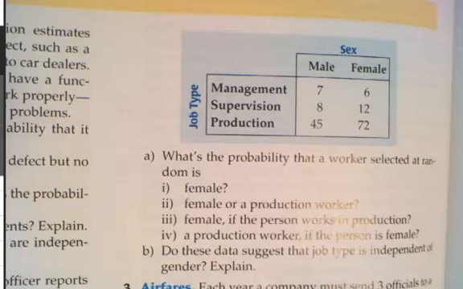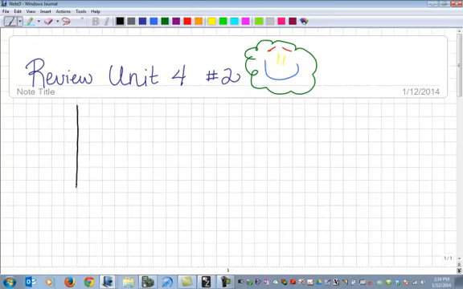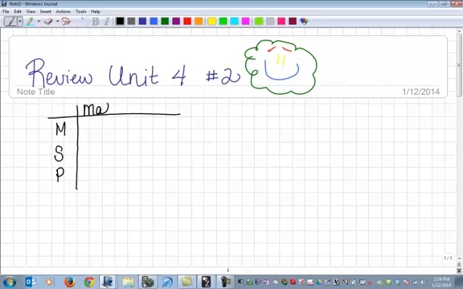So when they already give me a table, looking at the questions, it seems reasonable that I would want to use a contingency table. So let's start out by making a contingency table. On the left-hand side, I'm just going to have management, supervision, and then production. And then along the top, I'll have male and female. Alright, and then we just fill in our numbers.